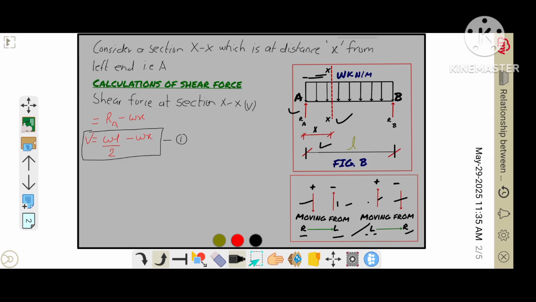I am going to move from left to right on the beam. Using this sign convention, Ra is in upward direction, so it is taken as positive. And the load W kN per meter, which is over the span of x, is in downward direction, so it is taken as negative. The value of shear force at section XX comes out to be W times L divided by 2 minus W times x. Let us consider it as equation first.